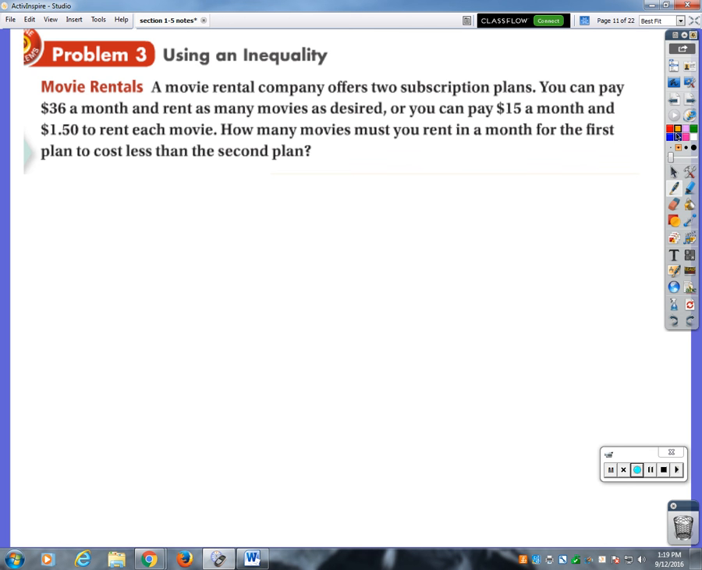So what is an equation that we could use for the first plan? This one, $36 a month. That's going to cost you $36. Okay. What is an equation for the second one where you pay $15 a month and then tack onto that $1.50 for every rental? Okay, 15 plus 1.5, you're going to go with n for movies. And which one do we want to be less than the other one? How many movies must you rent in a month for the first plan to cost less than the other one? Okay, so that is our inequality.